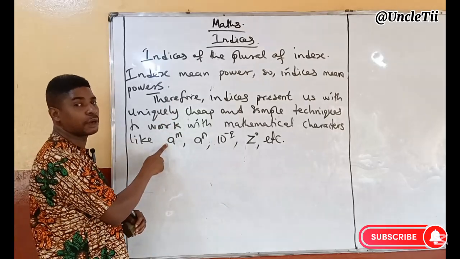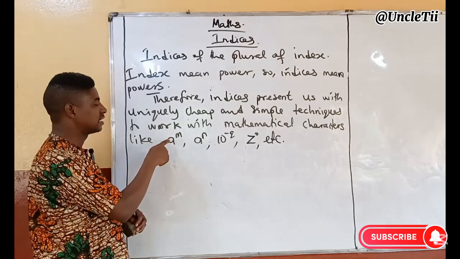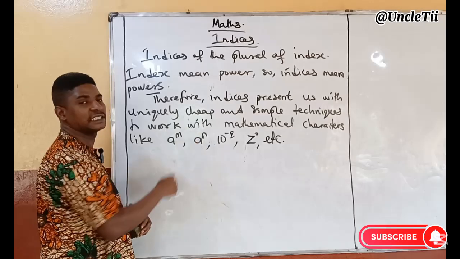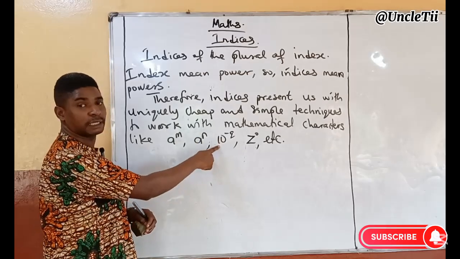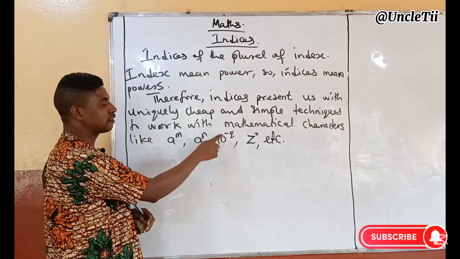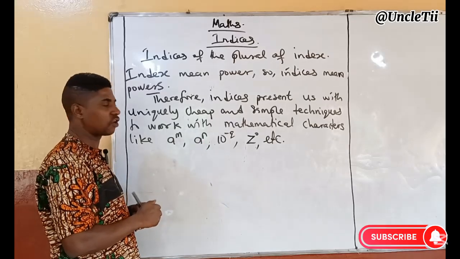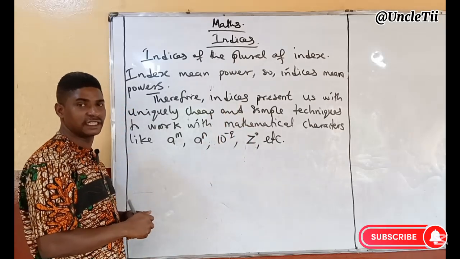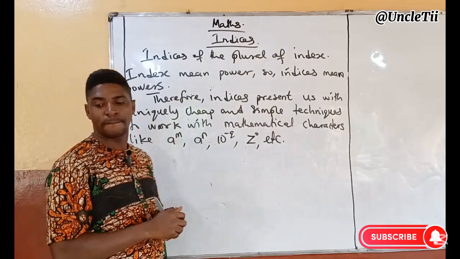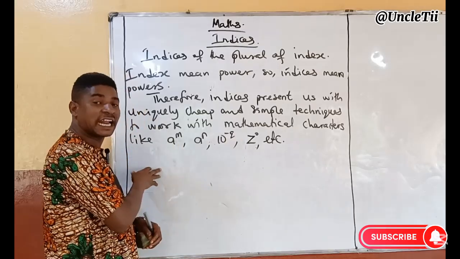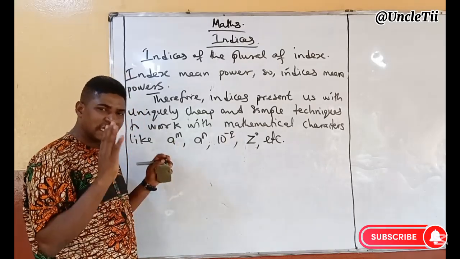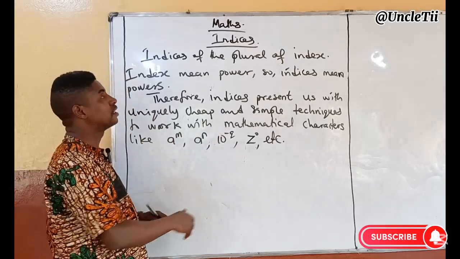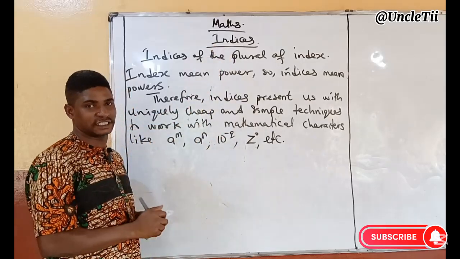In the first one, a^n, n is the index, a is the base. In the second one, a remains the base, n is the index or power. In the third mathematical character, 10 is the base, minus q is the index or power. And in this third one, z is the base, 0 is the index or power. So when we have mathematical characters like this, a simple but cheap method of solving mathematics involving them is what is known as indices.